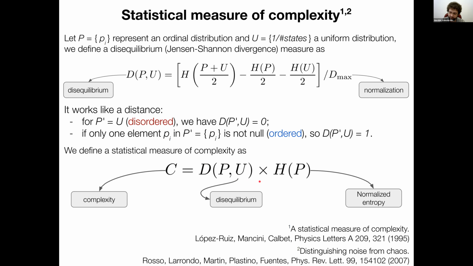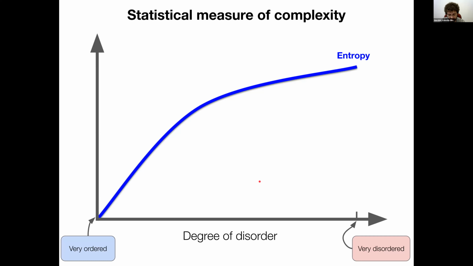And to have a clearer idea of this quantity, perhaps we can make some plots. What I'm showing here is just a plot of entropy as a function of the degree of disorder in the system.